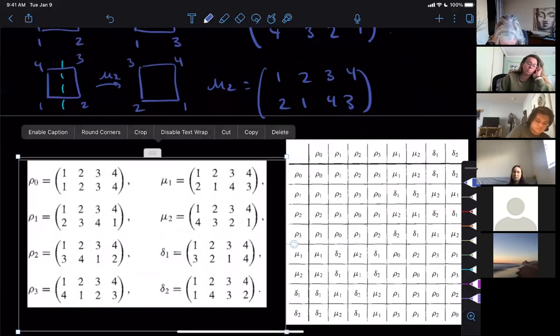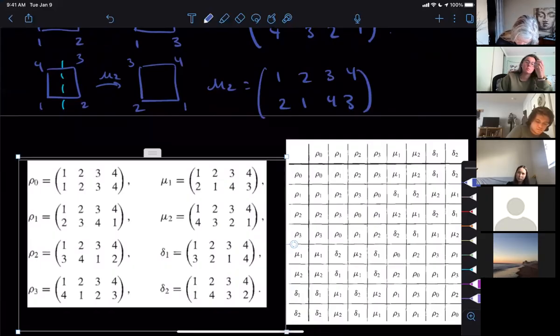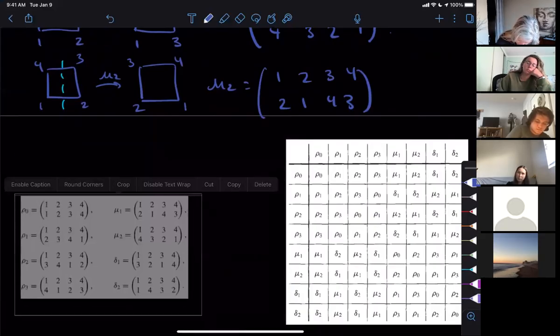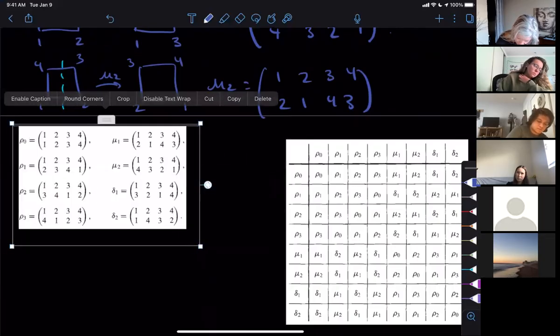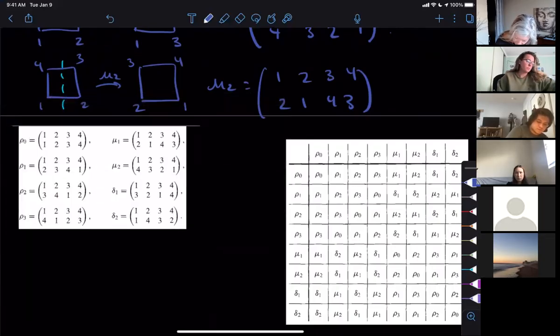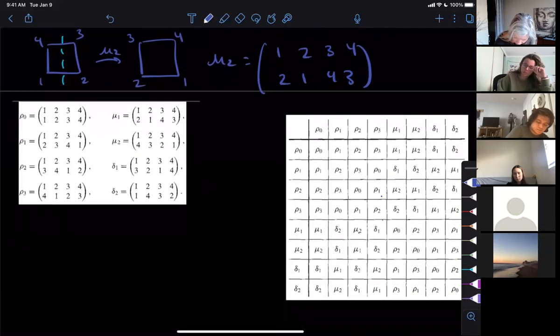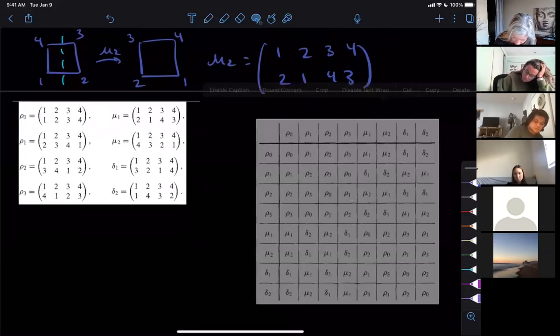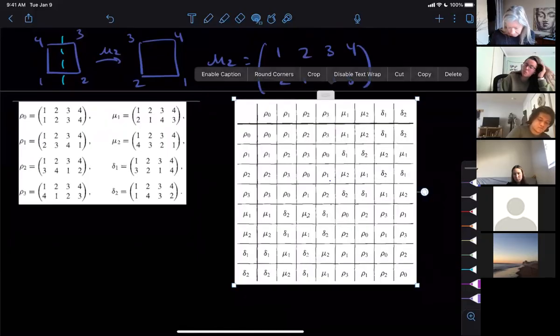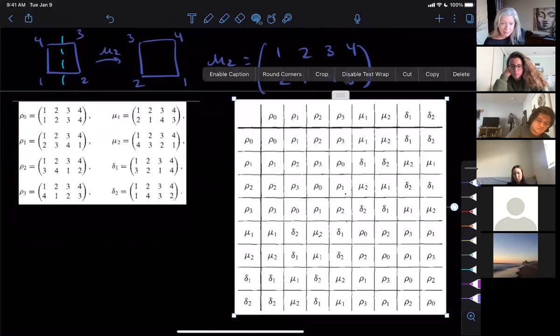So here they all are. The rhos and the deltas are for diagonal. That shouldn't be a surprise. And then the mu's are for mirror, and the rhos are for rotate. And here's the table for them. Do you notice anything about this table?